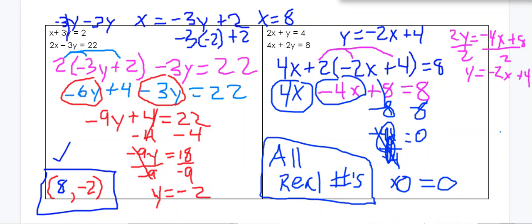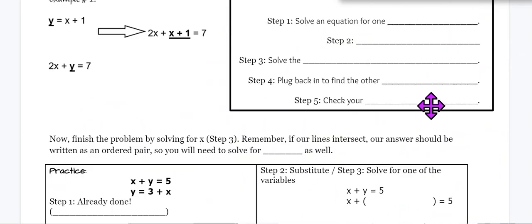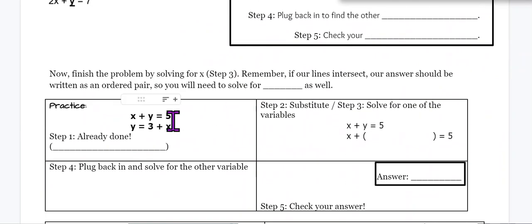Okay, so let's go back over the steps one last time. So when we're doing this, the first thing is we want to solve to get one variable by itself. And then we take that and plug it in for that one, right? So this one was y equals 3 plus x. So I take that and plug it in for y in my other equation, and then I solve for it. And then whatever I get, I plug it back into the other equation and get the other variable. And my answer is always an ordered pair.